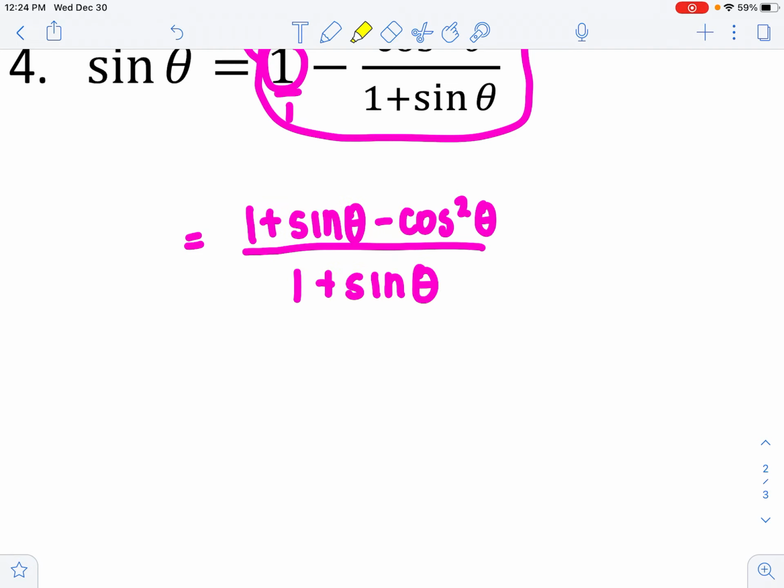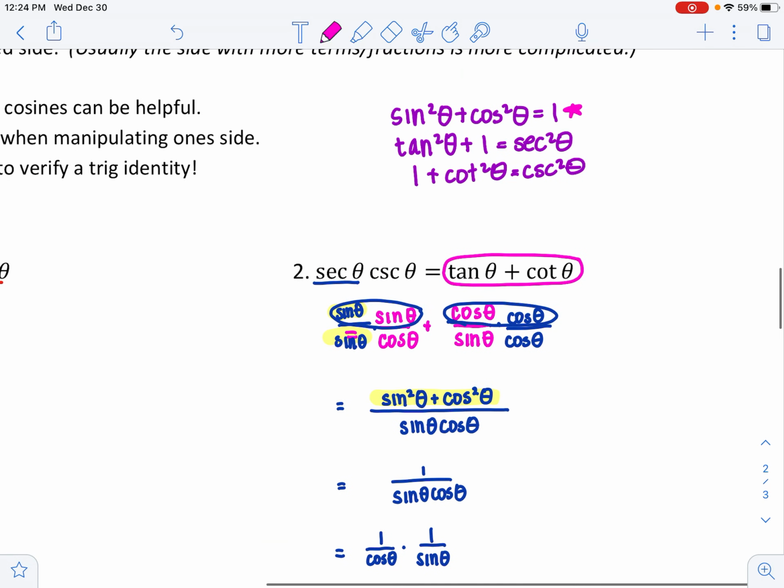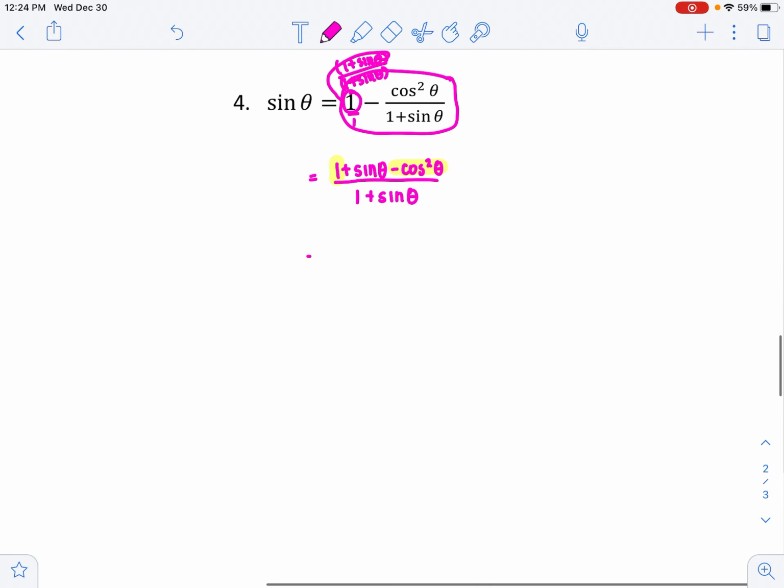So I have to see what can I do, because my denominator, there's nothing I can do with. What can I do with my numerator? Is there anything I can replace? I have a 1 and a minus cosine squared. So I'm going to look at my identities and say 1 minus cosine squared is the same thing as sine squared. So now I have sine squared of theta plus sine of theta over 1 plus sine of theta.